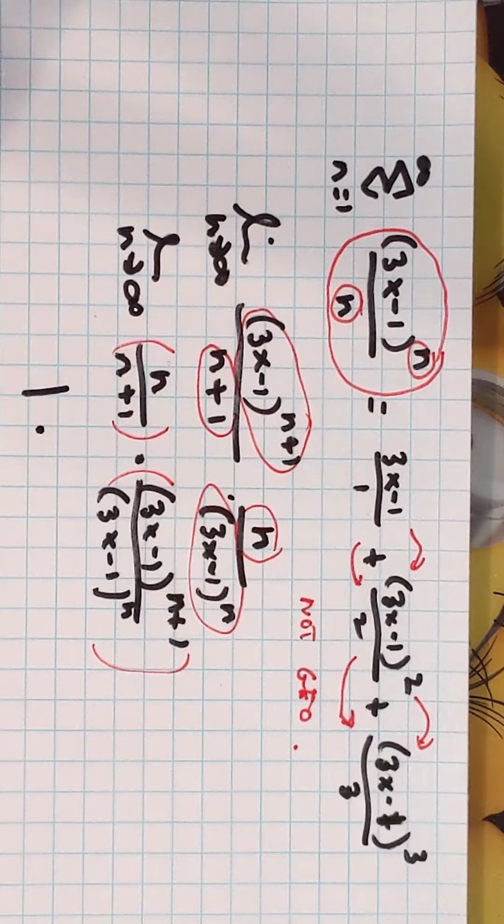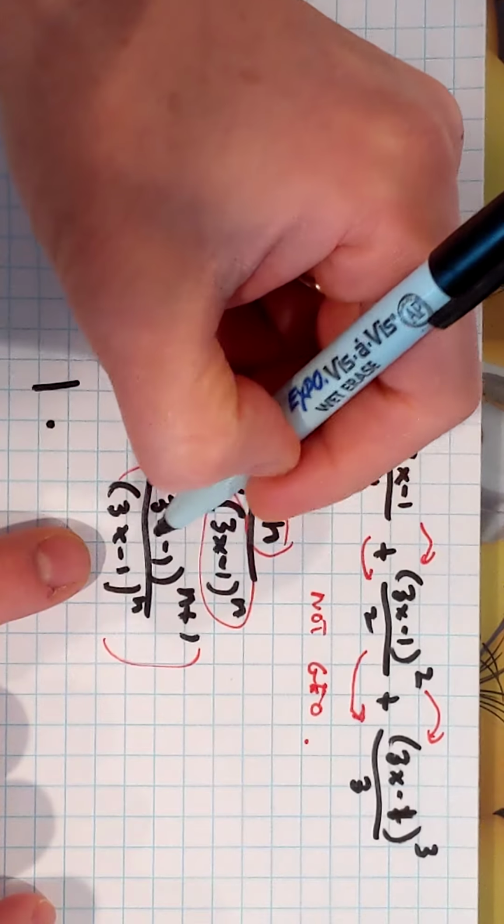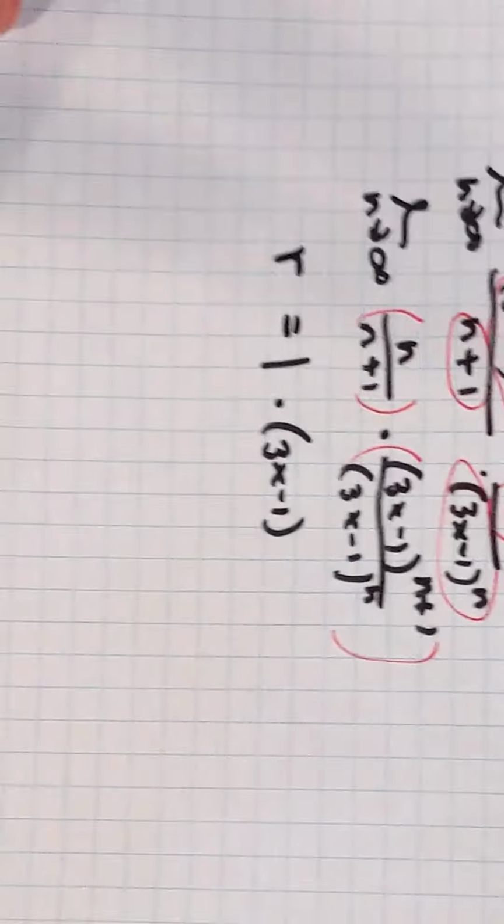this guy. This term here, I've got one more 3x minus 1 at the top than I do at the bottom. Since I have the same base, I can subtract exponents. n plus 1 subtract n is 1. So I get 3x minus 1 to the 1. So there you go. There's my figmentary R.